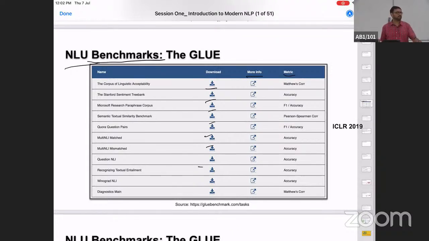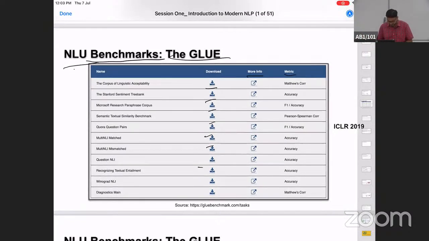These days this is becoming very popular in NLP. Earlier it used to be very popular in the computer vision community. Nowadays it is also becoming very popular in NLP. For example, in case of this NLU benchmark, its name is GLUE, and it has almost 11 different tasks. I will not talk about all these tasks, and this came in 2019, a very recent benchmark.